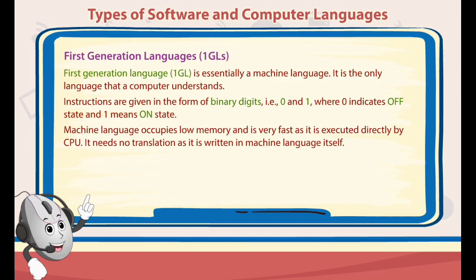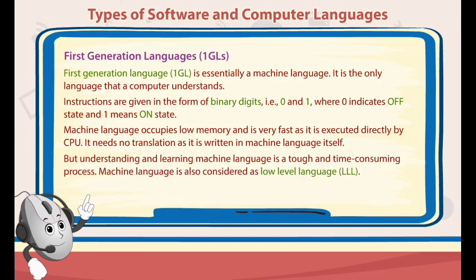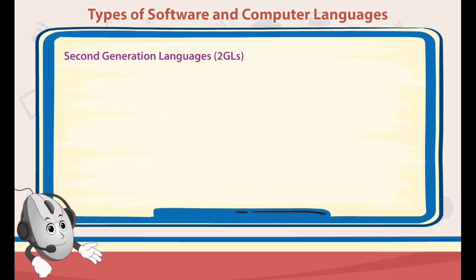Machine language occupies low memory and is very fast as it is executed directly by CPU. It needs no translation as it is written in machine language itself. But understanding and learning machine language is a tough and time-consuming process. Machine language is also considered as low-level language (LLL).